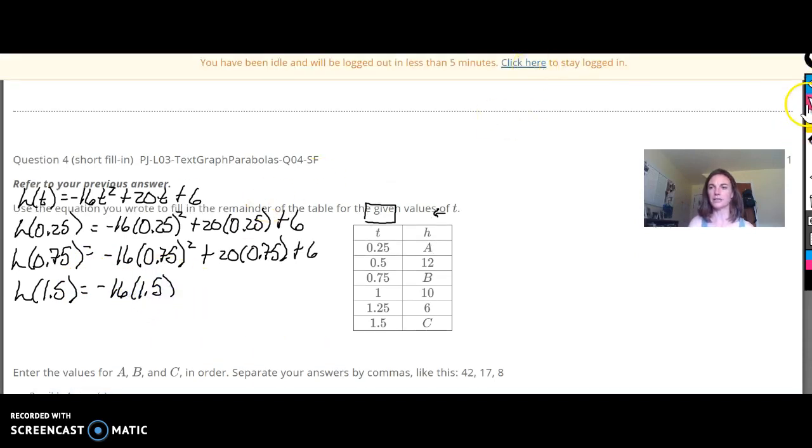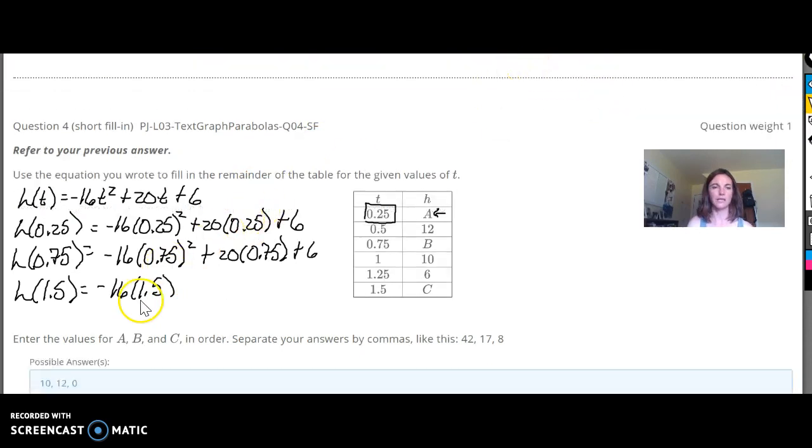plus 20 times 1.5 plus 6. And now I can do each of these calculations.